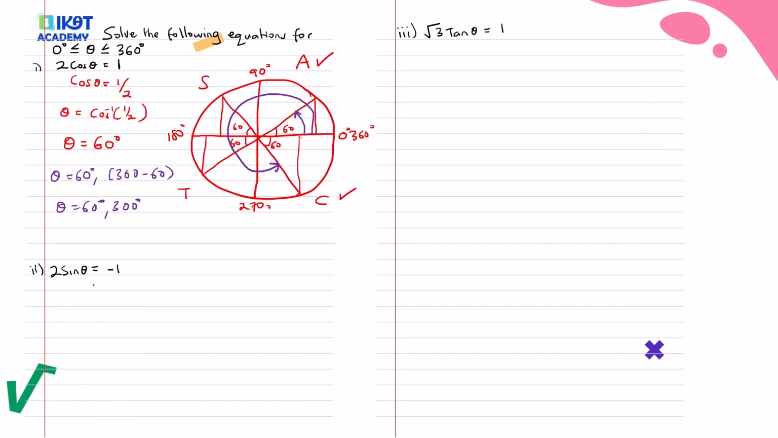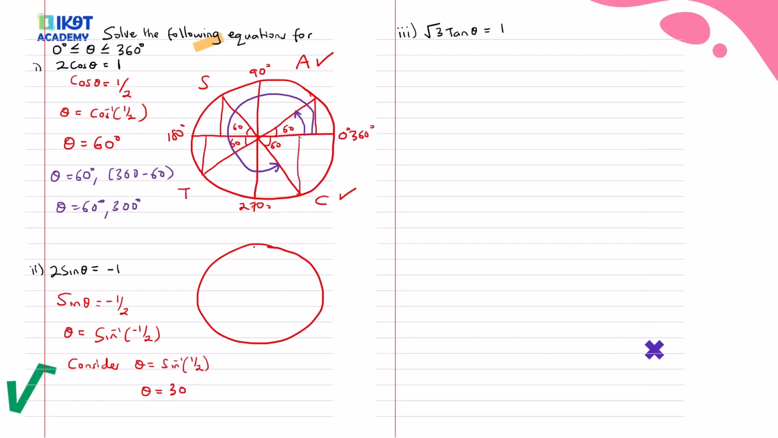So here we have 2 sine theta is equal to -1. So here we'll say sine theta is equal to -1/2. Now every time we have a negative, we want to find theta, the sine inverse of negative a half. So every time we find a negative, we first consider theta is equal to sine inverse of a half, like we first consider it to be positive. So here theta will be sine inverse of half. So this is 30.